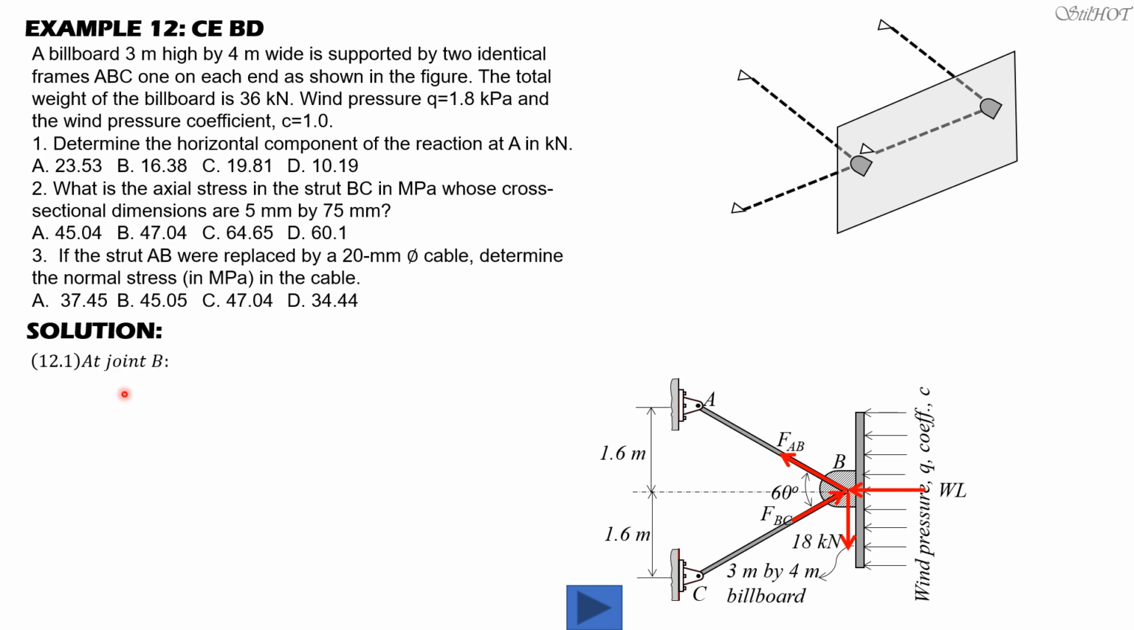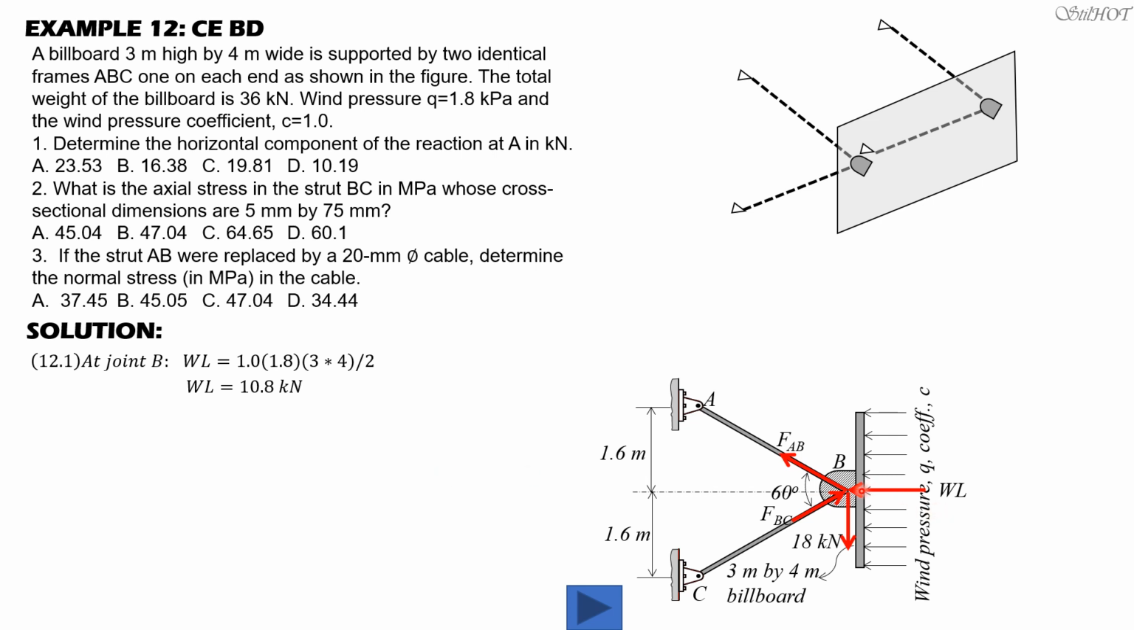So at joint B, we have the wind load, wind pressure coefficient, which is 1, times the pressure, which is 1.8 kilopascals or kilonewton per square meter. So we should multiply that by the area, which is 3 by 4, and divide it by 2 because we want to transmit the load in just one frame. So wind load is 10.8 kilonewtons.